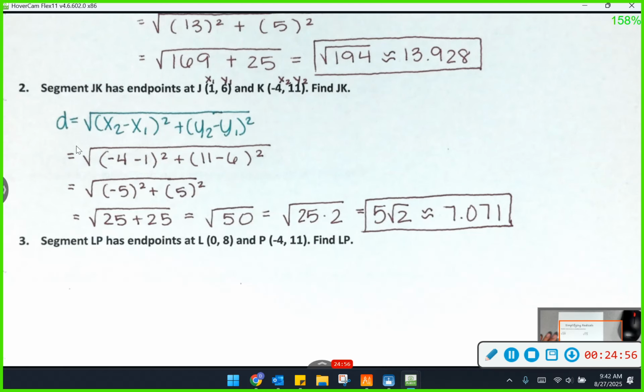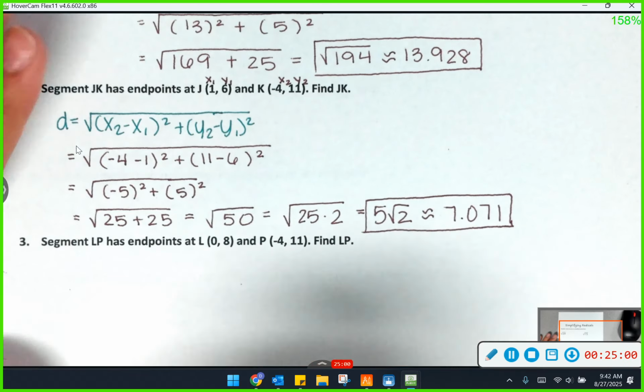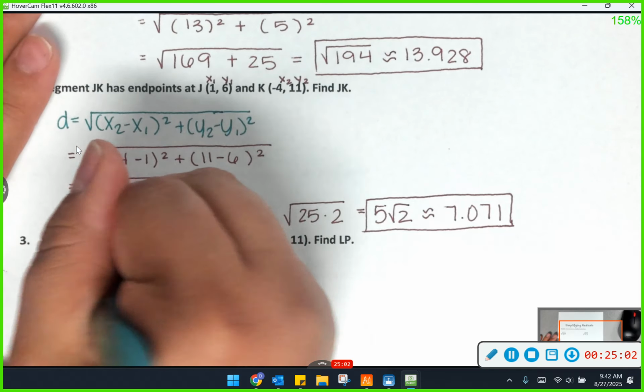You are doing 3 and 4 right now. This one is -4 and 11.